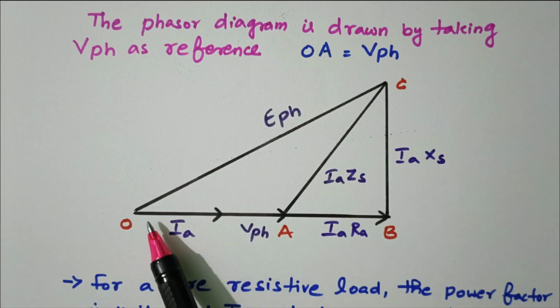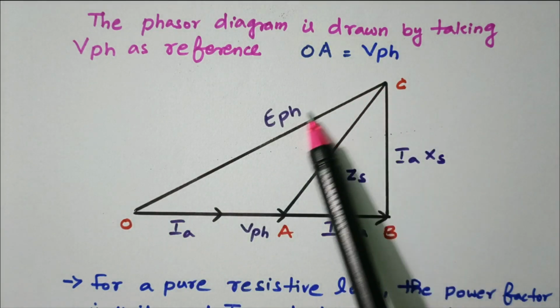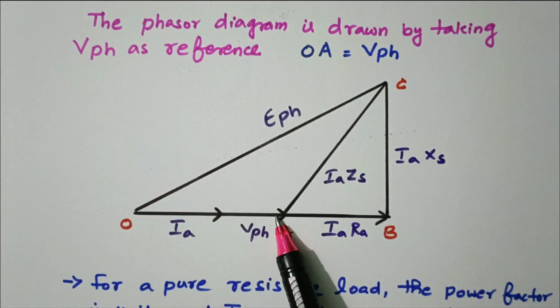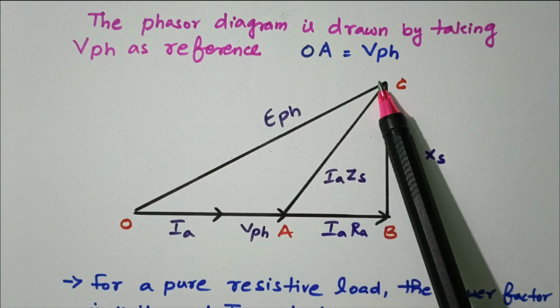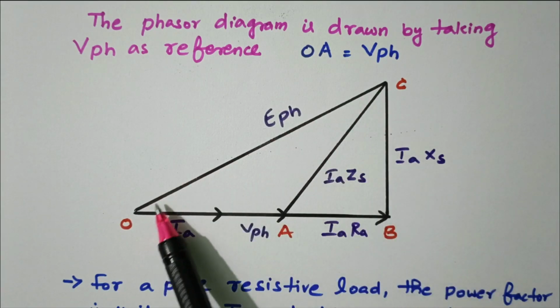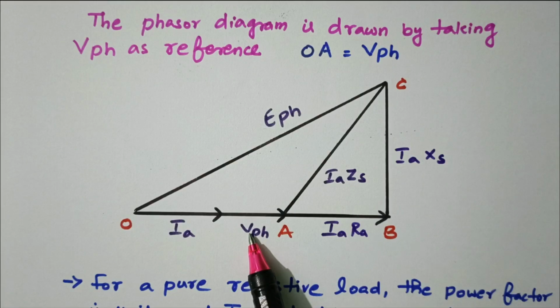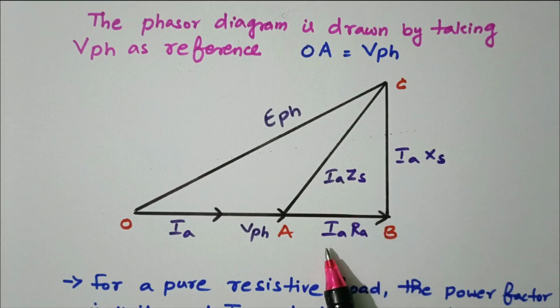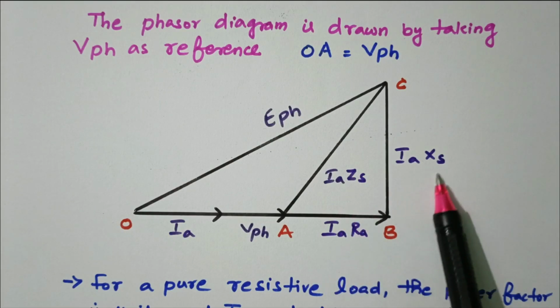So what is our aim? This E phase is the vector sum of V phase and IA ZS. This is our aim, right? E phase is the vector sum of V phase plus IA ZS. This IA ZS is the vector sum of IA RA and IA XS.